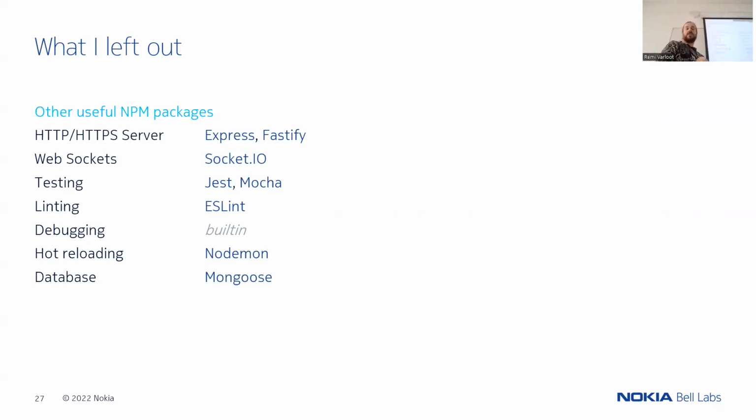NPM packages that are good to know about. Express, which I showed very quickly, is like the equivalent of Flask in Python. If you need a simple REST API or HTTP server, Express is probably the library you want. Fastify is a more recent alternative.